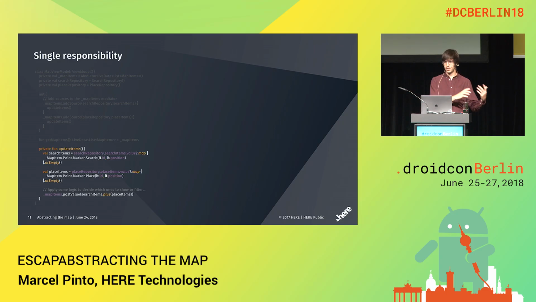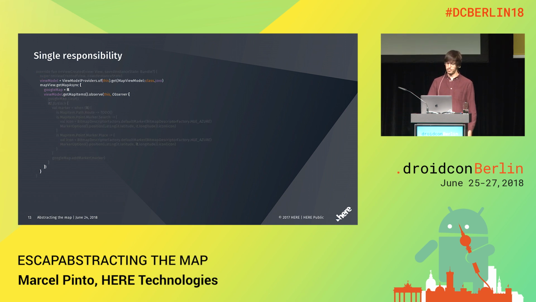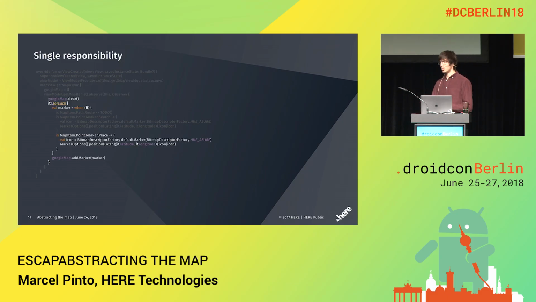So then, on this other side, the view actually only needs to observe this list of items. This is like normal view model stuff. If you have worked with that, we get the view model from the providers, we initialize the map, and once we get it, we start observing this list of map items. So every time that the list of map items changes, this observer will be called. And what do we do? So we know that these lists of items are the single source of truth.